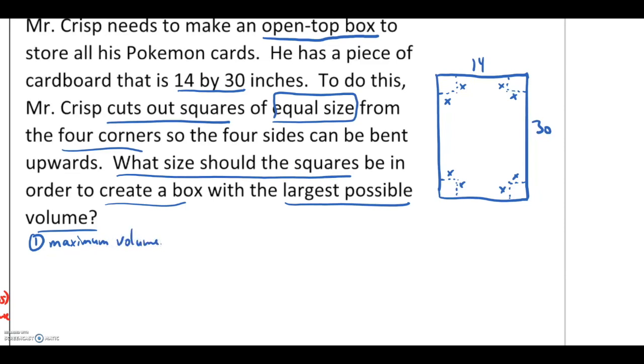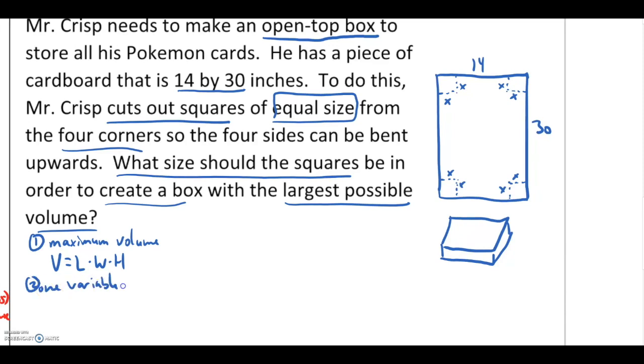And so we've already set up the picture, but we have to realize that when we fold this to make a box, which could look something like this, but with no lid, the volume of that shape would be length times width times height. The problem with this is that it is definitely not one variable. But think about it, everything's coming down to the size of the squares I'm cutting out.